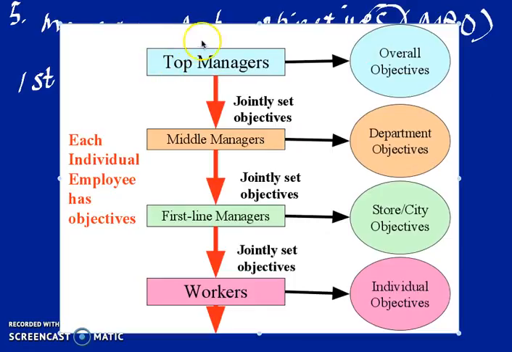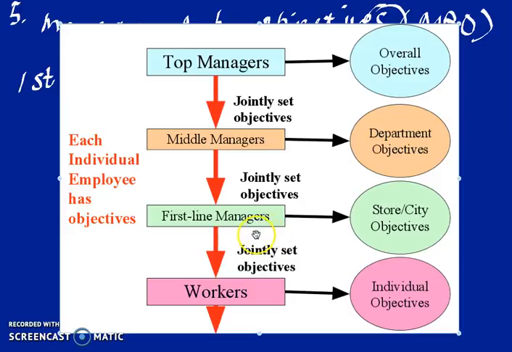As you can see, first, the top managers set the overall organizational goals and overall objectives. Then we get one layer down to the middle managers who will jointly set the department objectives, and then one layer down, first line managers or frontline managers of each department will then jointly set their store or city objectives.